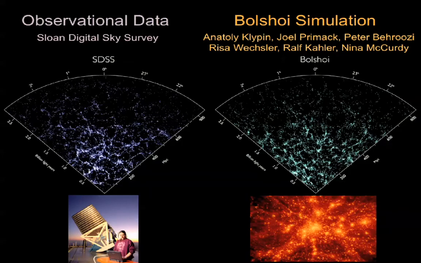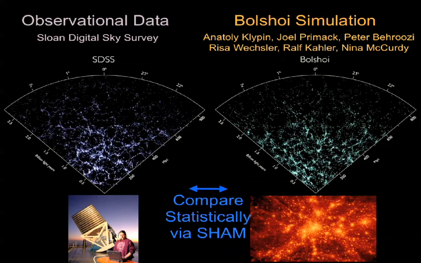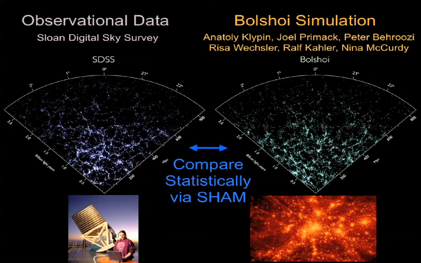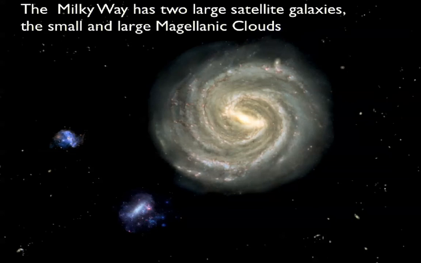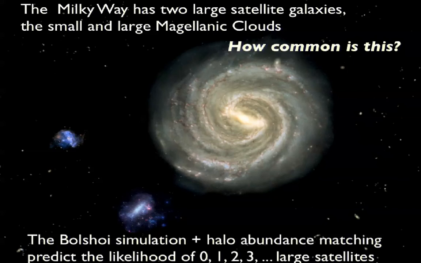Now, to compare with observations, one of the simplest methods is you fill all the halos with galaxies according to a prescription that also leads to the correct correlation functions for different luminosity galaxies. And my former graduate student, Risa Wexler, has been pioneering in this. And so this is work that we did with Risa. And one of the nice examples is how often are we going to get 2 satellite galaxies as bright as the Large and Small Magellanic Cloud?